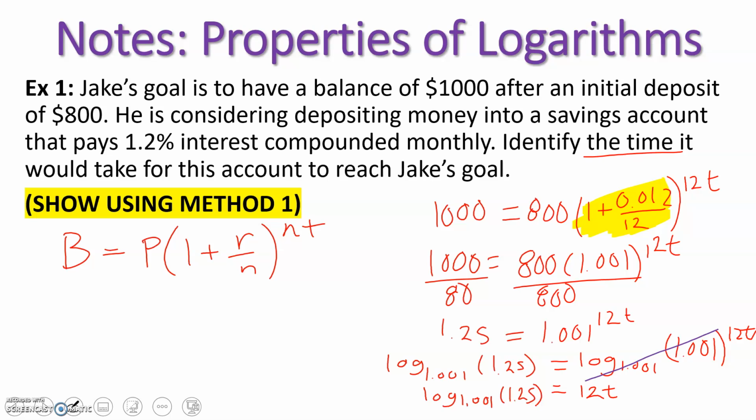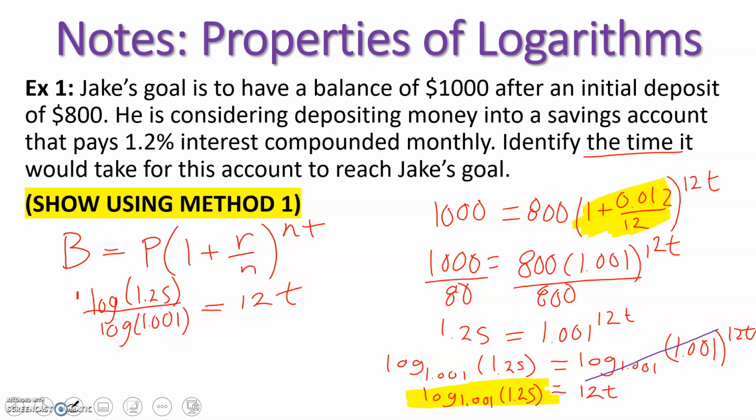Okay, now I'm running out of space here a little bit, but we're going to move over to the left-hand side. If we remember correctly from our previous lesson, we can calculate this part here using our change of base formula. So that's what we're going to do. I know that this log base 1.001 of 1.25 is equivalent to log of 1.25 over log of 1.001. We know that that's still equal to 12t.